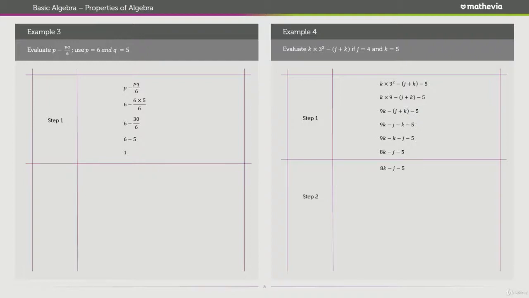So 8k minus j minus 5, and we're plugging in 5 for k and 4 for j. And when you do that, you have 8 times 5 minus 4 minus 5, and what you have is 40 minus 4 minus 5. You have 40 minus 9, because minus 4 minus 5 is minus 9. 40 minus 9, and what you have is 31. And yes, very simple, very straightforward.